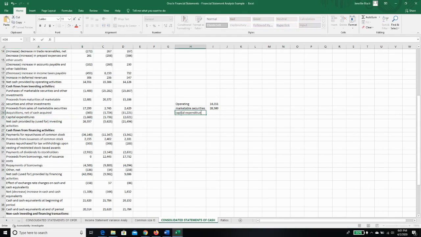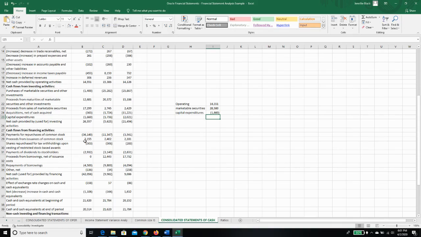Capital expenditures, that's going to be when we do things like buy equipment, buildings, vehicles, computer equipment. In Oracle's case, a lot of that is probably investing in building out data centers, so a lot of servers and networking equipment. All right. So I think that's the big stuff there.